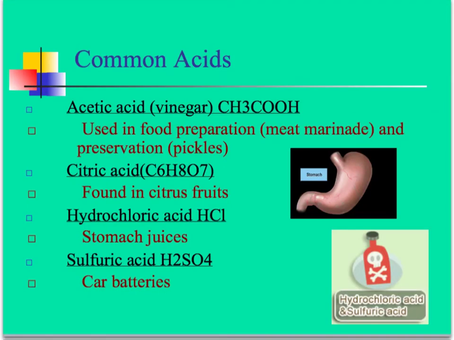Some common acids that you might have heard of before are acetic acid, commonly called vinegar. Vinegar is used in food preparation like meat marinade and to preserve things like pickles. Citric acid is what's found in citrus fruits like lemons and limes and oranges. Hydrochloric acid is the acid that's in our stomach that digests the food that we eat. And sulfuric acid is the acid that's found in car batteries.